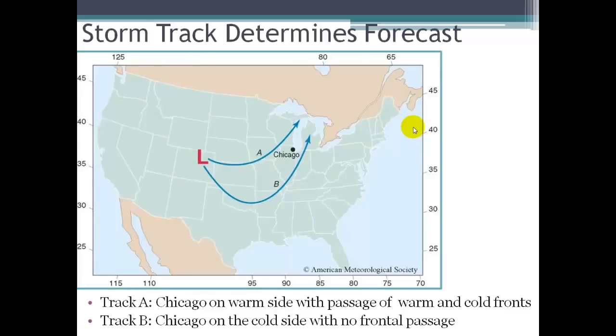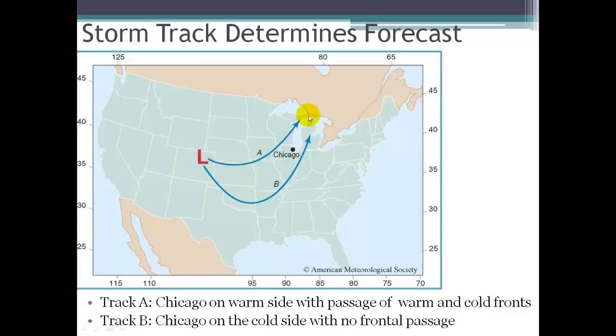So let's take a look here at two possible tracks of a mid-latitude cyclone as it's approaching Chicago. Meteorologists see there's a mid-latitude cyclone and they want to forecast the weather for Chicago. They've identified two possible storm tracks this system can follow. They're going to start talking about the weather for the next few days, and these storms take 2 to 3, 4 days to make it across, so it's within prediction range here.